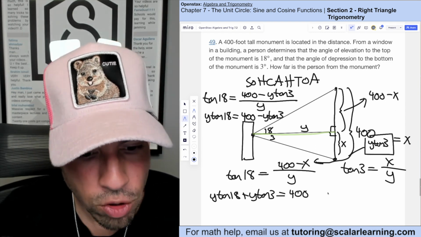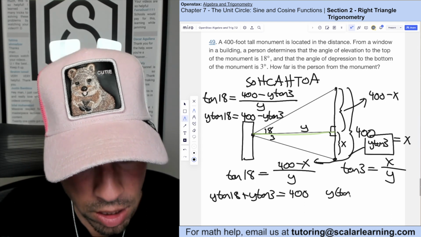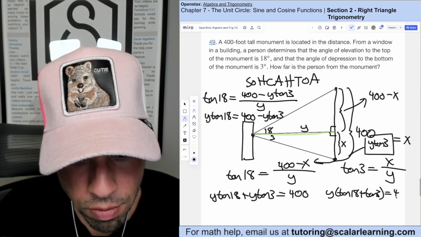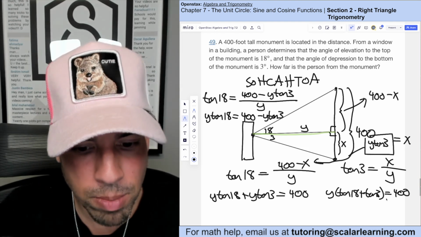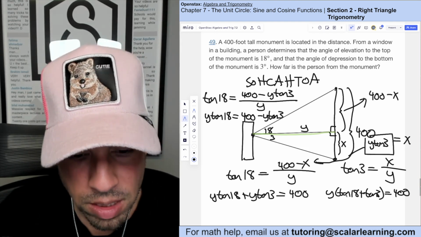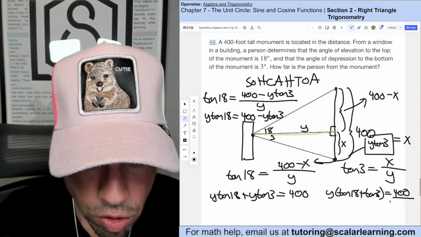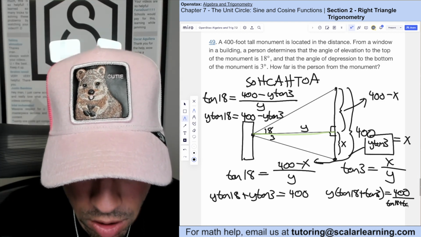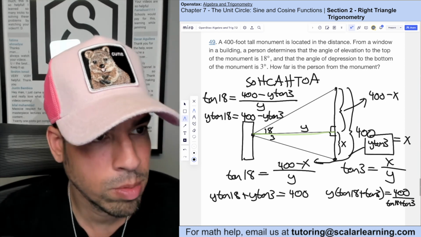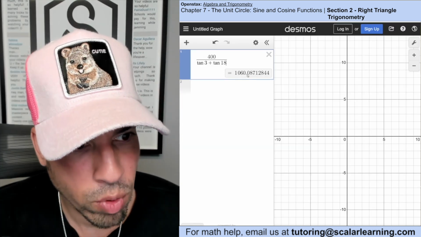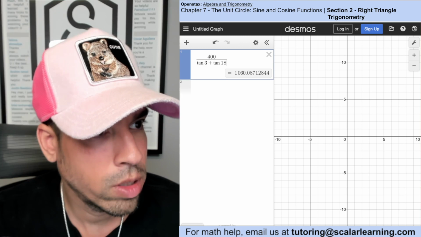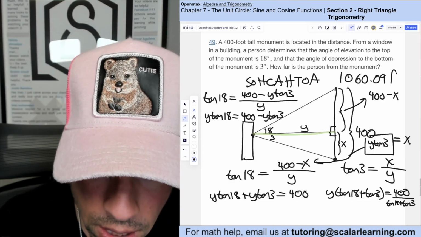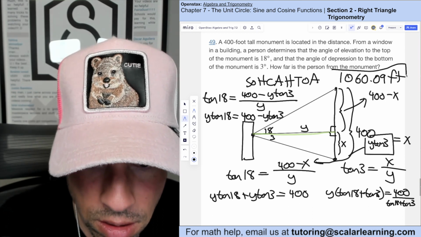So now if I factor out the y, I've got y times tangent of 18 plus tangent of 3 equals 400. So the last step I'm going to do here is divide both sides by tangent of 18 plus tangent of 3, right? So then I'm going to see what 400 divided by tangent of 18 plus tangent of 3 gives us in Desmos. So here we get 1060.09 rounded to the nearest hundredth. So the answer is 1060.09 feet. That's the distance to the monument.